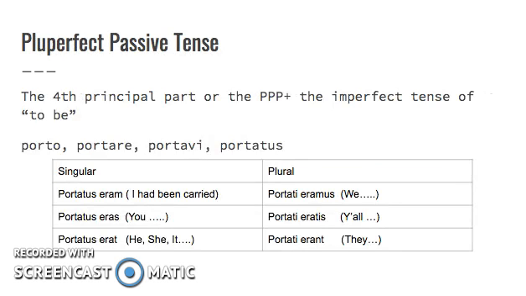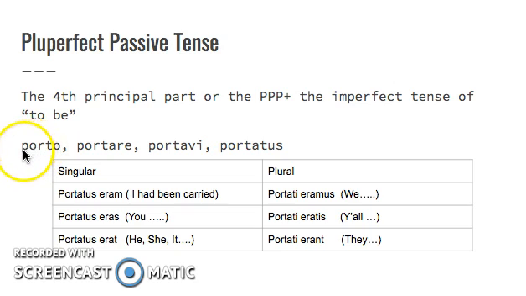Okay, so in Latin, when you are doing the pluperfect passive tense, you use the fourth principal part of a verb, or the PPP, plus the imperfect tense of to be, which is eram, eras, erat, eramus, eratis, erant. So for the singular, it's eram for I, eras for you, erat for he, eramus for we, eratis for you all, erant for they.